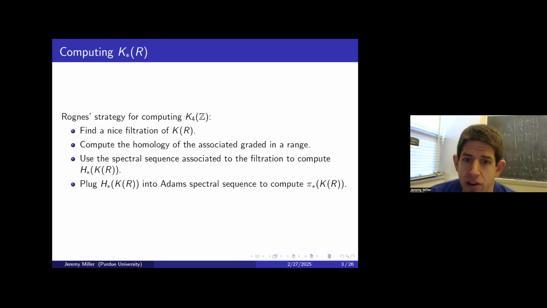The strategy is you find a nice filtration of the K-theory spectrum, and then you compute the homology of the associated graded of the spectrum in as big of a range as you can. That gives you a spectral sequence that lets you compute the homology of the K-theory spectrum. Then you use one of the ways of going from homology to homotopy groups, like the Adams spectral sequence, or just looking at Postnikov towers and Serre spectral sequences. This is a reasonable strategy for computing things in a range, but things get more and more complicated.